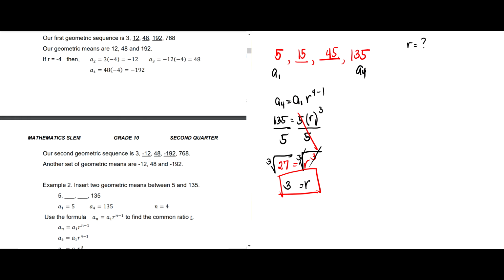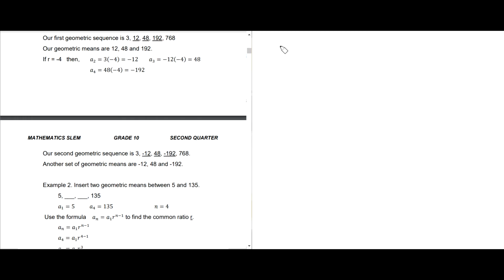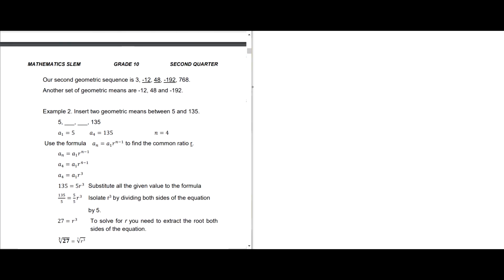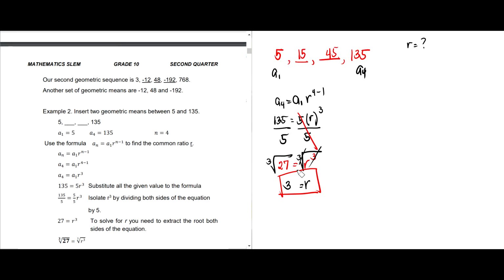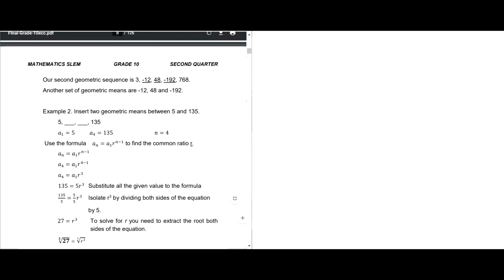Take note that when you are getting the square root, cube root, or extracting a root, don't forget that it has one positive and one negative value. Don't forget that one.